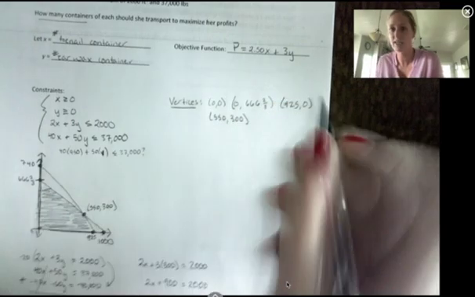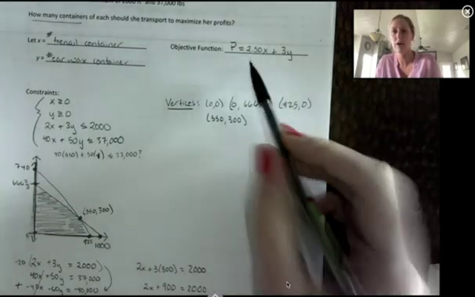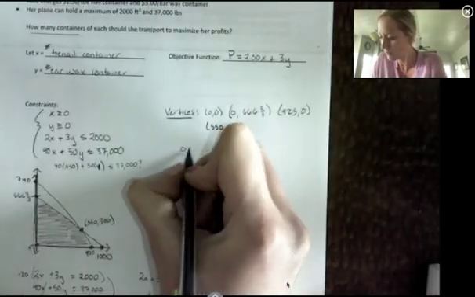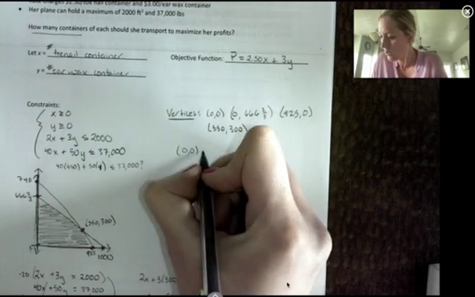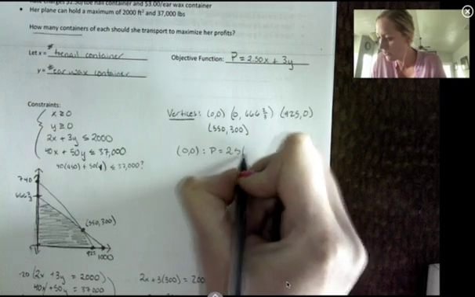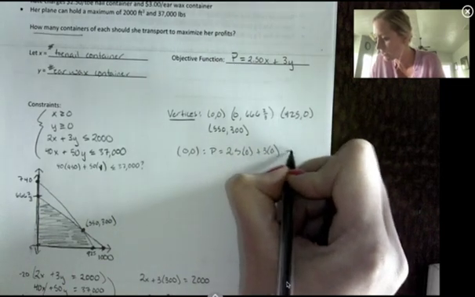So now I need to know which one of those is going to maximize our profit. So now I'm going to use my objective function. So 0, 0, we are plugging in 0 for x, 0 for y, which is 0.